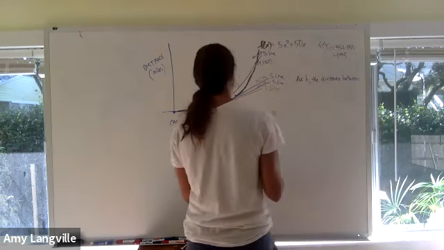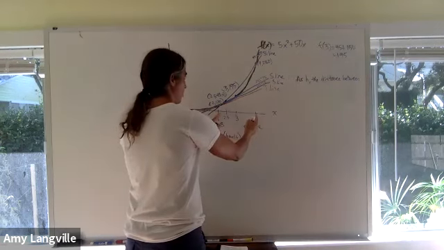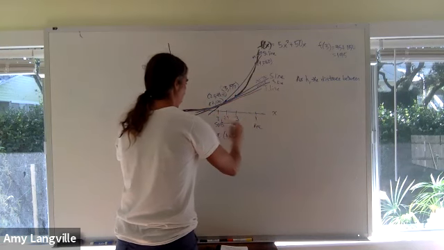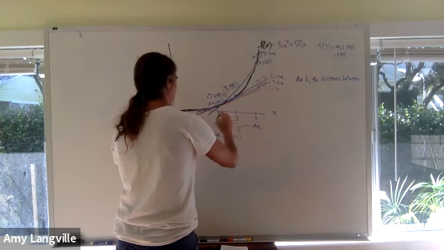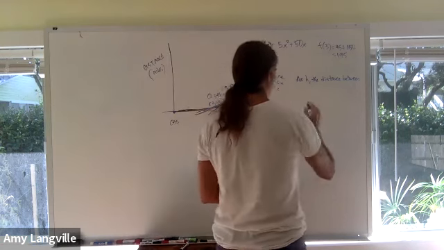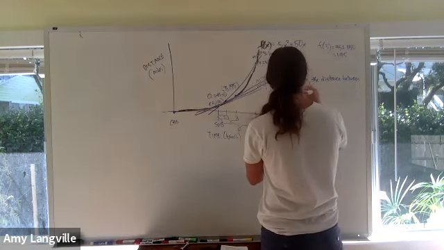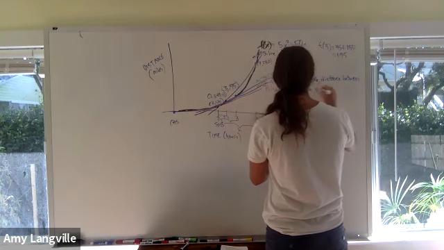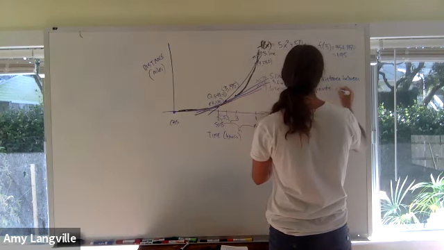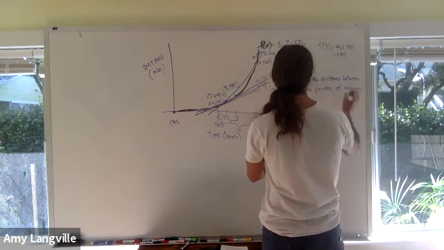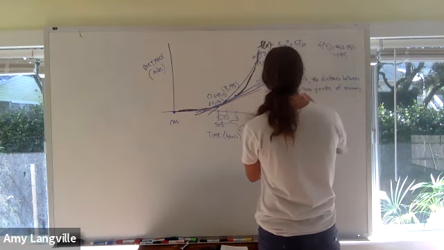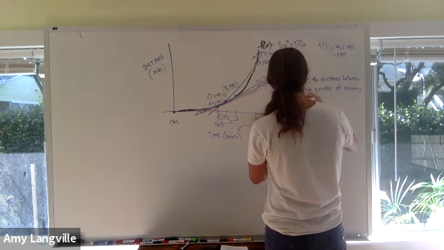As h, we're going to call h the distance between the points of secancy. So h started off that big, and then h went to this big, and then finally this big. As h, the distance between the two points, sorry, I said tangency, I meant secancy, approaches 0.